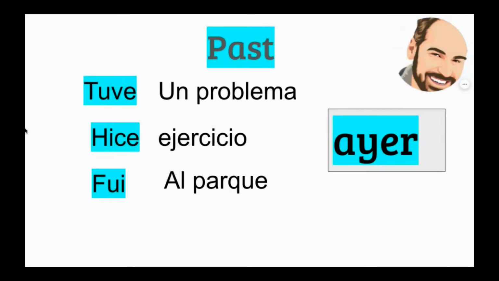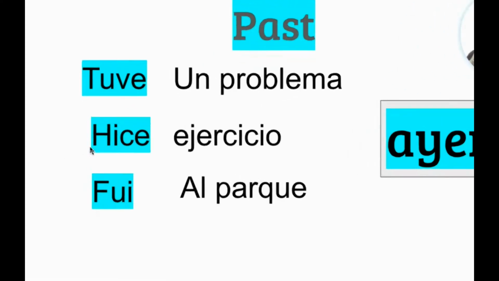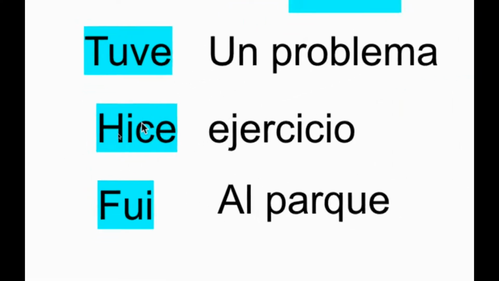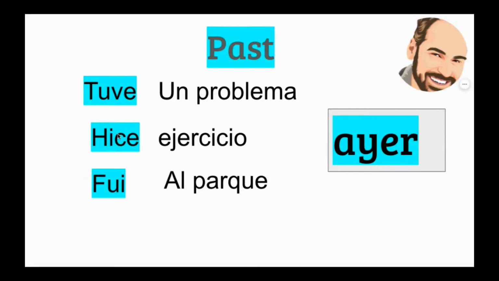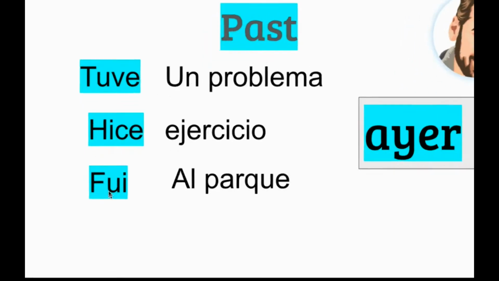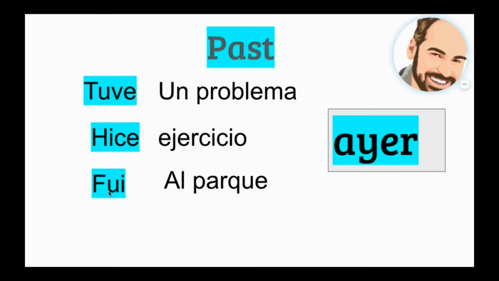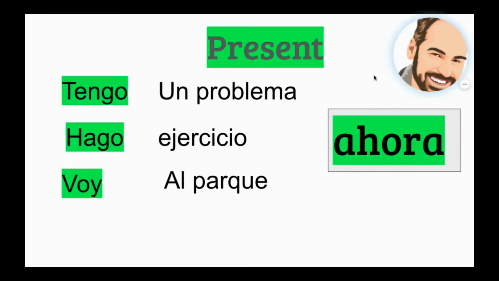Now we're going to use these three verbs, but in different sentences. For the past: tuve un problema. When? Yesterday. I had a problem yesterday. Ayer. Hice ejercicio. I did exercise. When? Yesterday. Ayer. Fui al parque. I went to the park. When? Yesterday. Ayer.